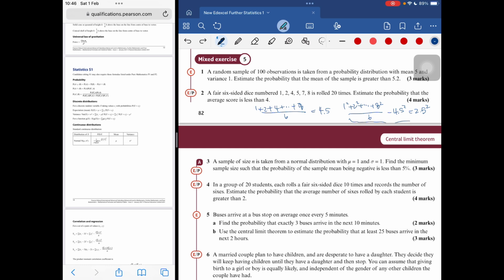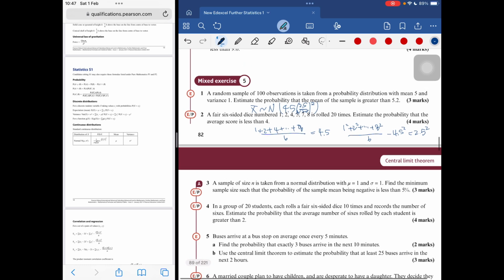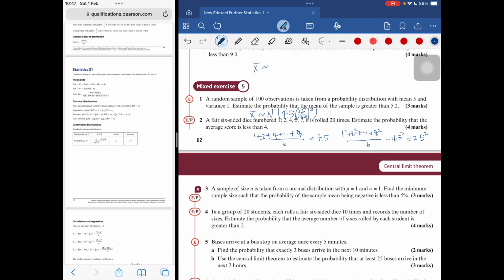So now we know this might be following, by the central limit theorem, the normal distribution with mean 4.5 and standard deviation 2.5 over square root of 20. This is the standard deviation. Let me write it here again: 4.5 comma 2.5 over square root of 20, squared. And we want to know the probability that x bar is less than 4.